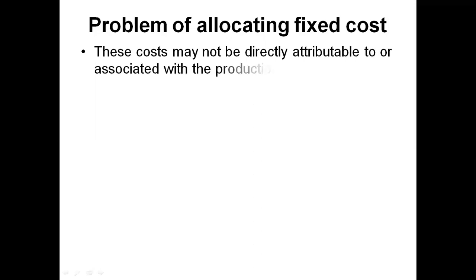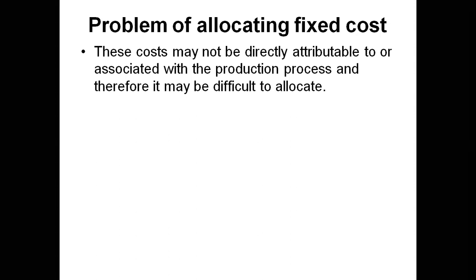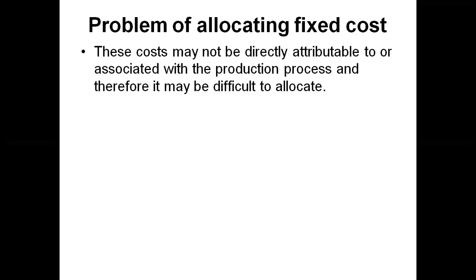First is, these costs may not be directly attributable to or associated with the production process, and therefore it may be difficult to allocate. I told you earlier that fixed costs are generally indirect costs. That's why they are difficult to identify for each product, because that is the total amount which is given: rent of the building, interest on loan. That is a total amount which is there. So salaries of the workers. So you cannot actually allocate it on each item you produce. That is one of the problems.